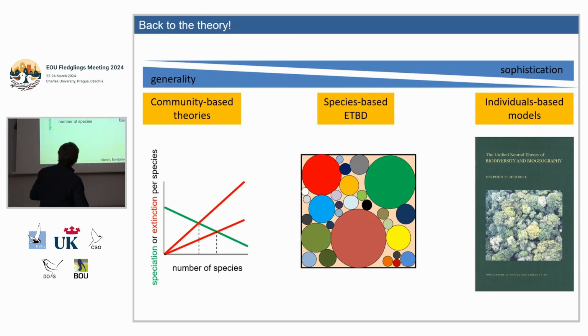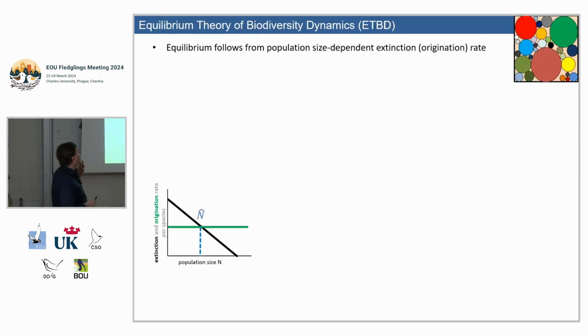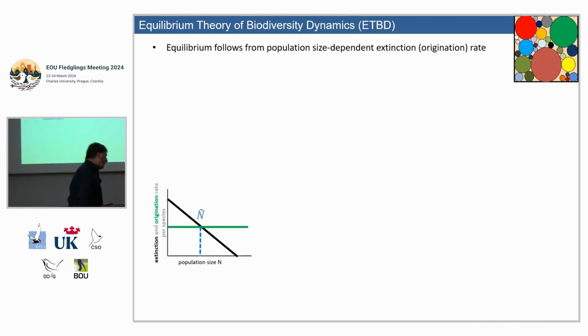And also we were not able to use some community-based theories based on some vague assumptions about the relationship between extinction, speciation, and so on, simply because we do not know too much a priori about these lines or these functions. So we created what we called the equilibrium theory of biodiversity dynamics, and the basic unit of the theory is a species. In the end it is mathematically complex, but the idea is very simple.